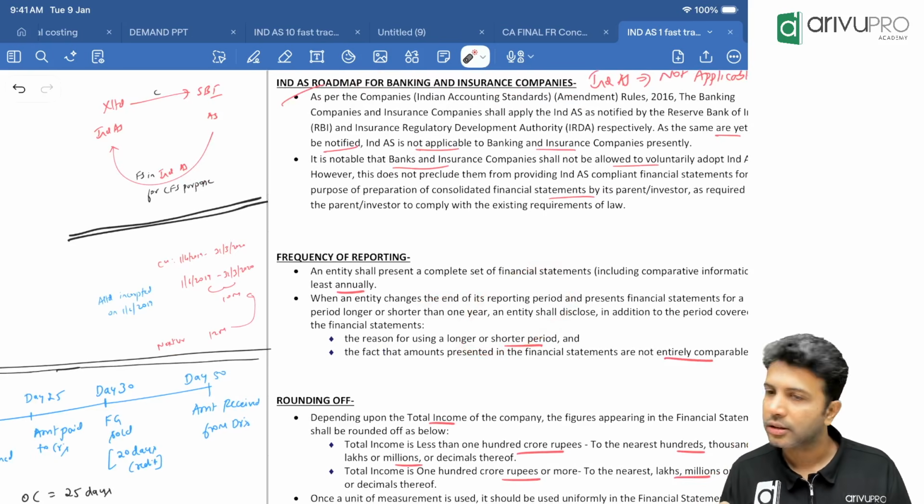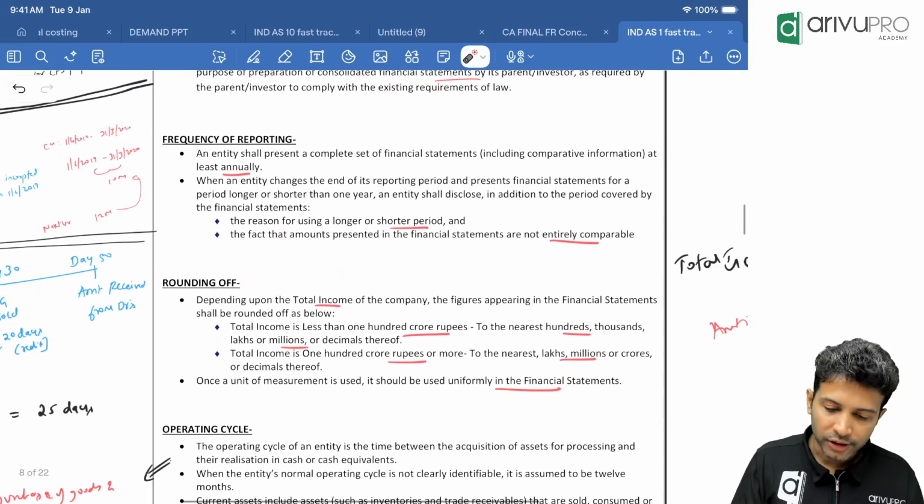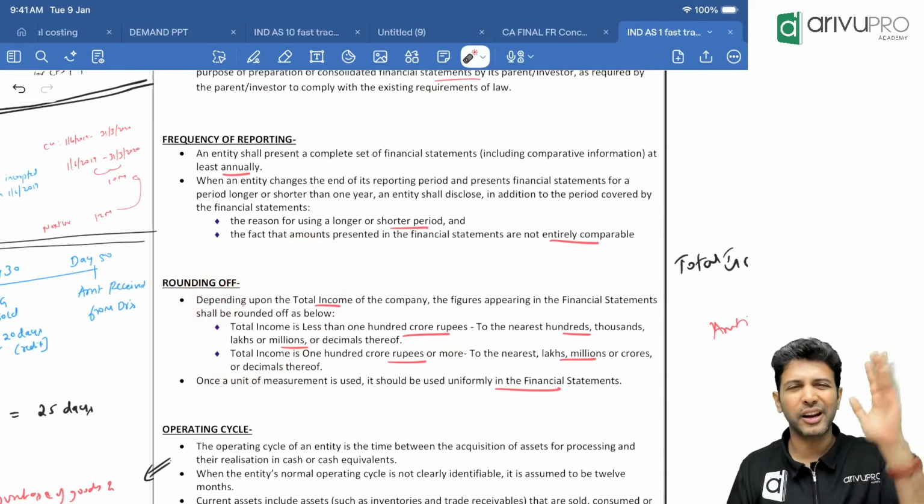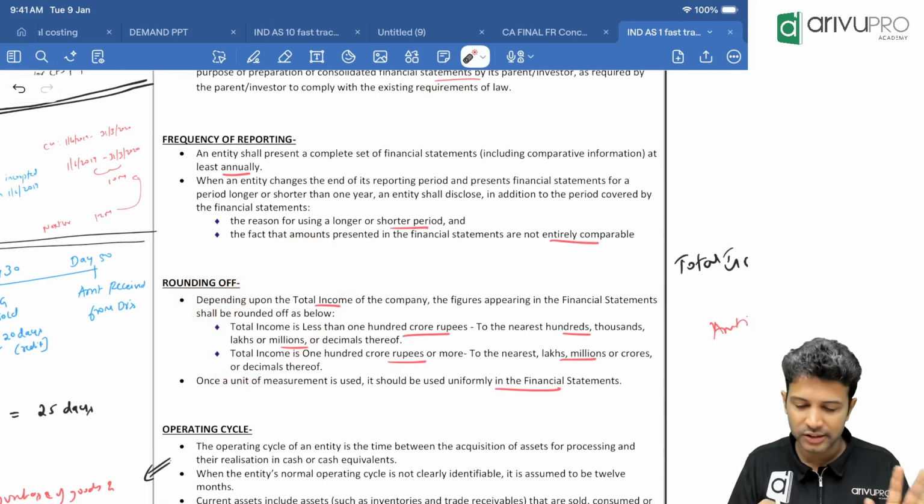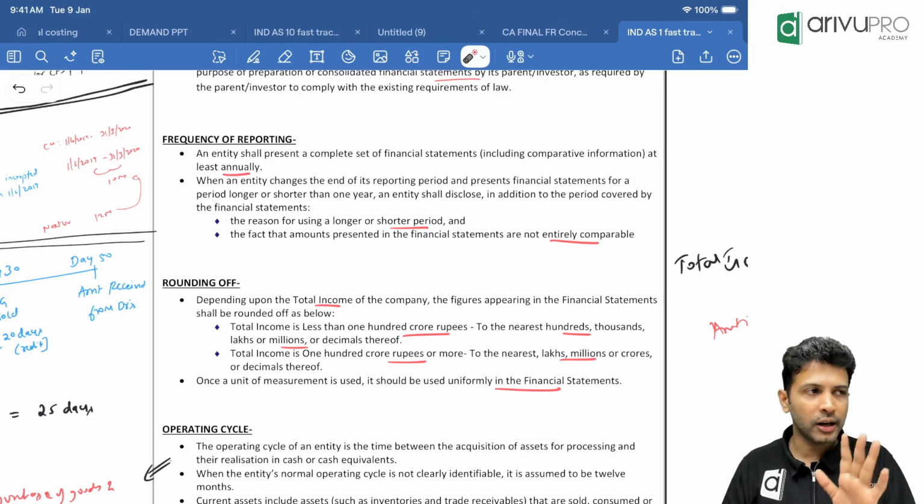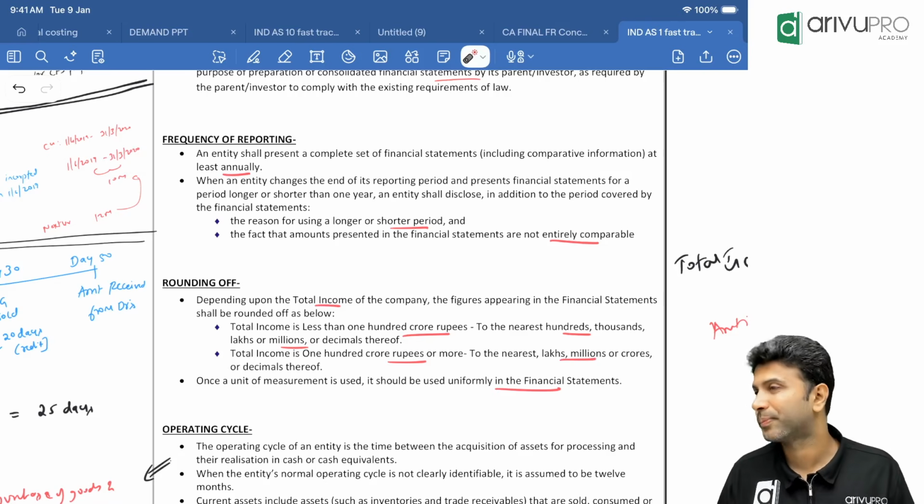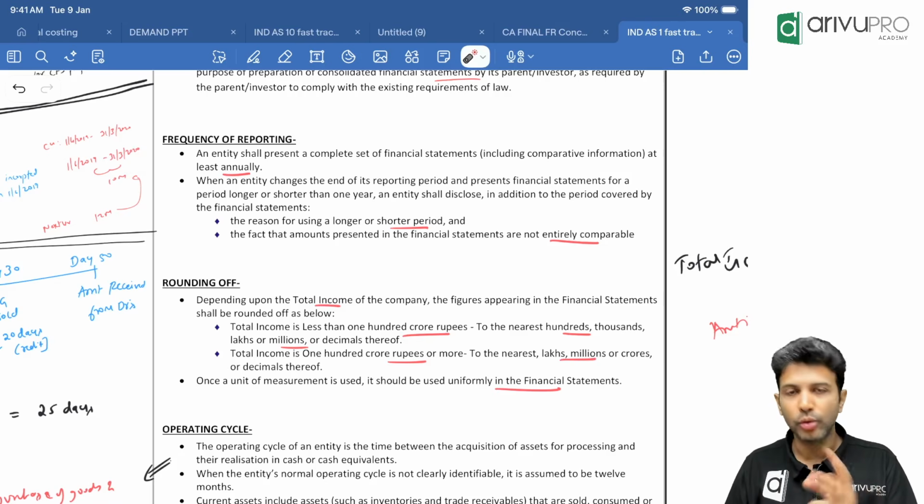Okay. Next one. Next is rounding off. In rounding off also there was an amendment, but this was a very old amendment, 3 years before or so. So that's okay. This is a revised one. Earlier, if my memory is right, rounding off was based on revenue. Using the revenue, we used to decide the rounding off.